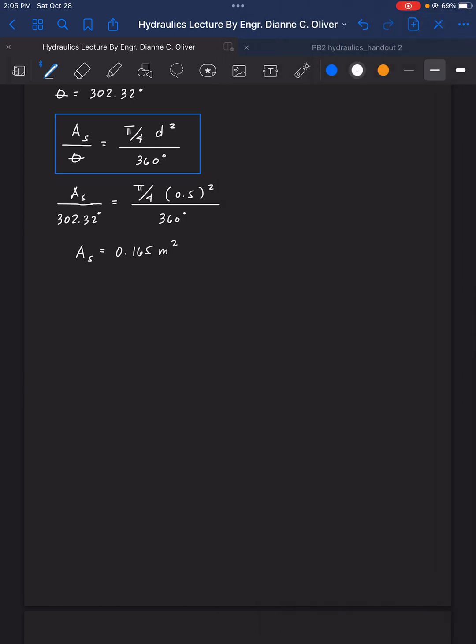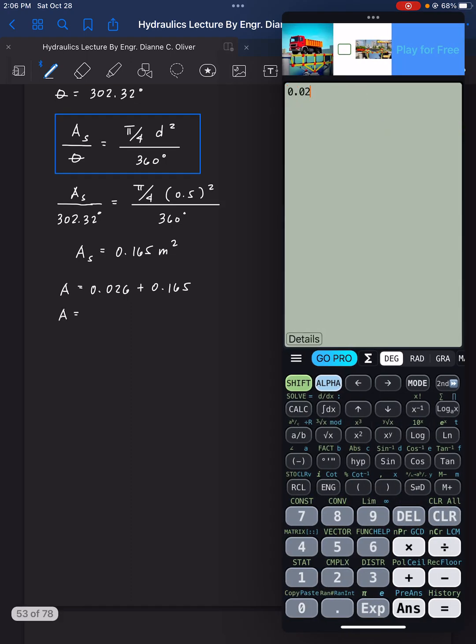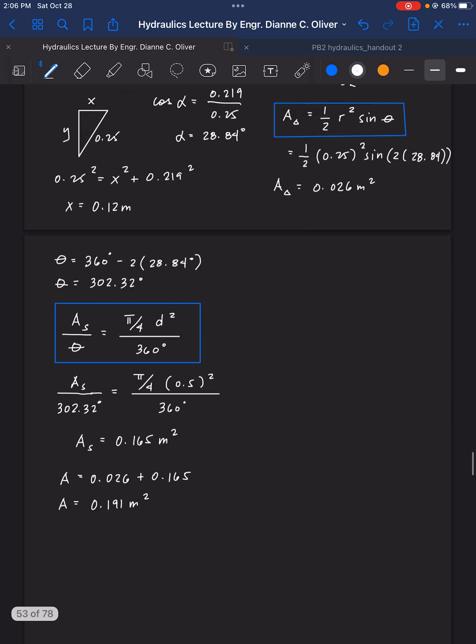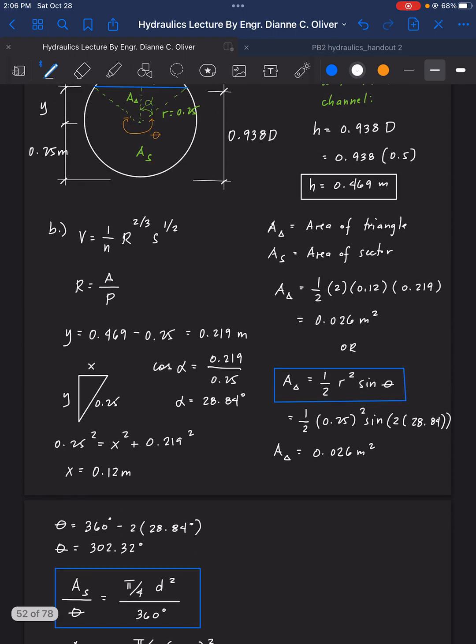0.165 square meters. Therefore, the total area A is equal to the area of the triangle 0.026 plus the area of the sector 0.165. Area is now equal to 0.191 meter squared. So we're done with the area. How about the perimeter? We still need the perimeter for our formula here, R equals A over P.